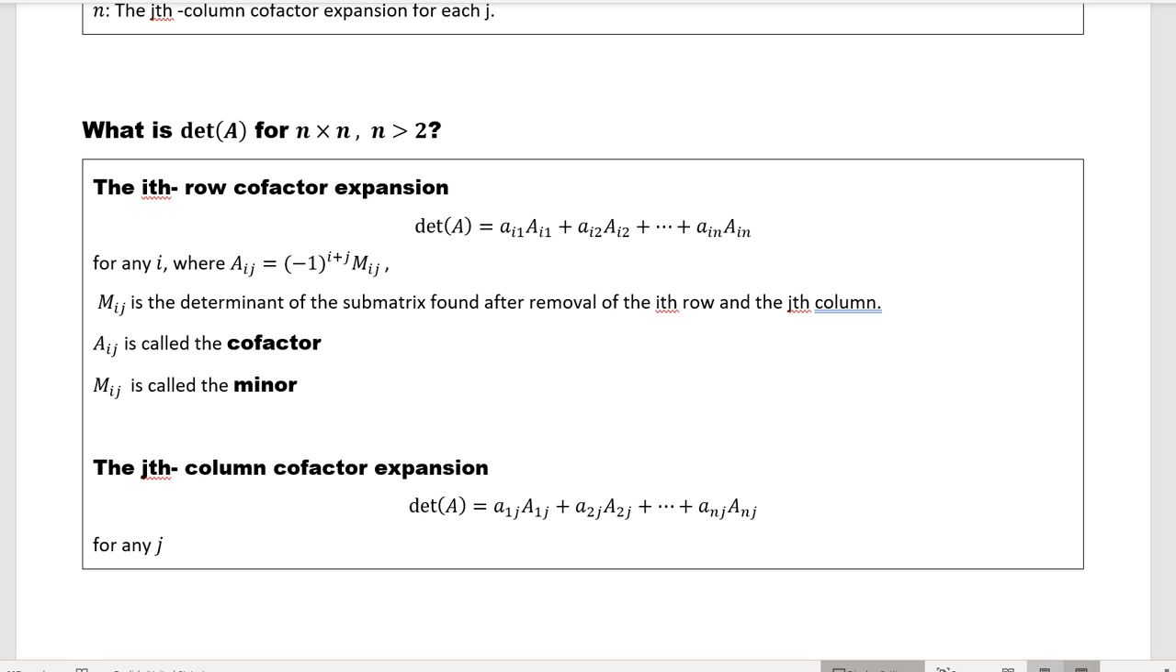Okay. So this is the formal definition. The ith row cofactor expansion is ai1 Ai1 plus and so on. And the capital Aij is (-1) to the i plus j times Mij, where Mij is the determinant of the submatrix found after removal of the ith row and the jth column. And the Aij are called cofactors. Mij are called minors. And similarly for the jth column cofactor expansion, we also have the following.